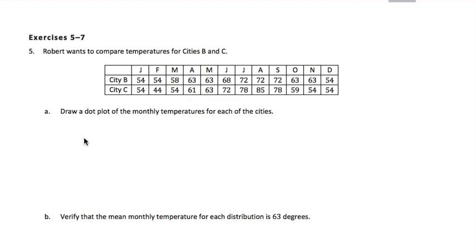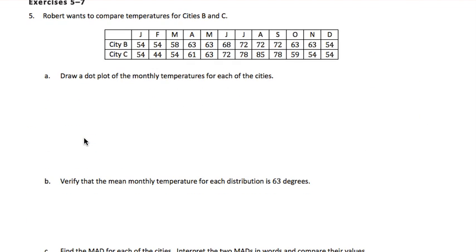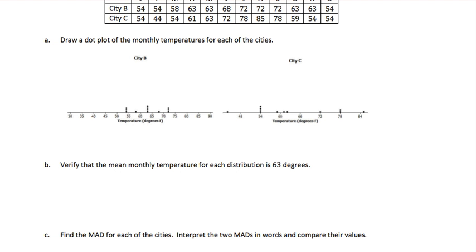Robert wants to compare temperatures for cities B and C. We're going to draw a dot plot of the monthly temperatures for each of the cities. And then we'll verify that the mean monthly temperature for each distribution is 63 degrees. So our dot plots show city B and city C.